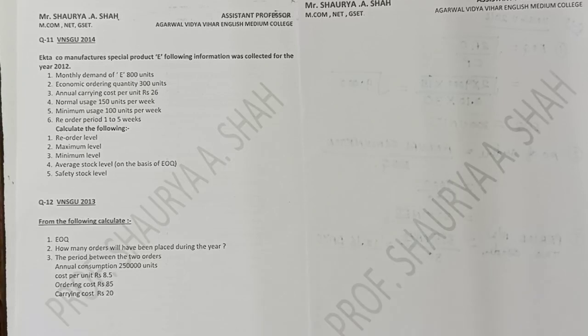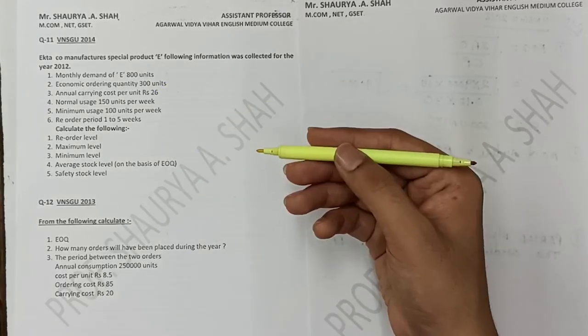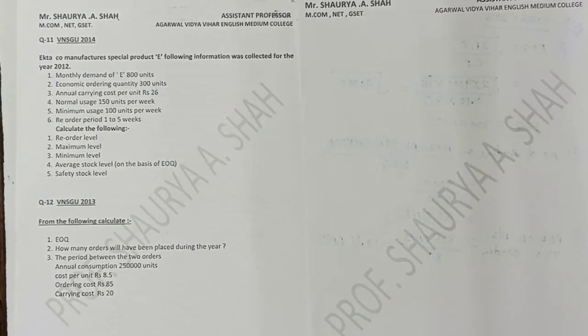Ekta company manufactures special product E. Following information was collected for the year 2012, right? What is given? Monthly demand of E is 800 units, right? So monthly demand is given, 800 units. EOQ is directly given, that is 300 units. So whenever we use the formula for minimum level or any kind of such formulas, we will use this thing, right? So that is 300 units.